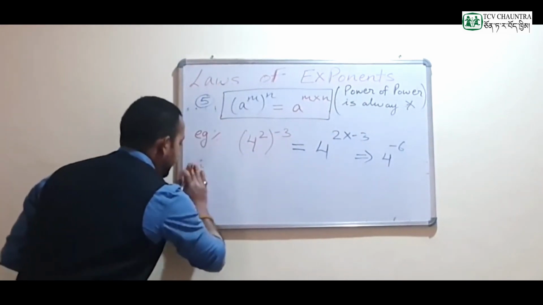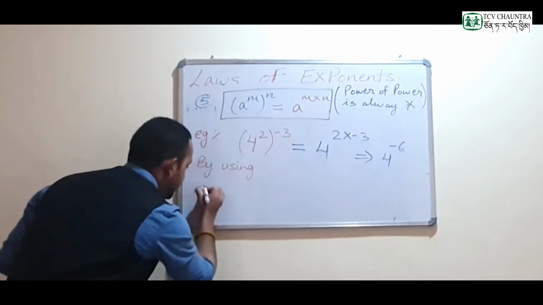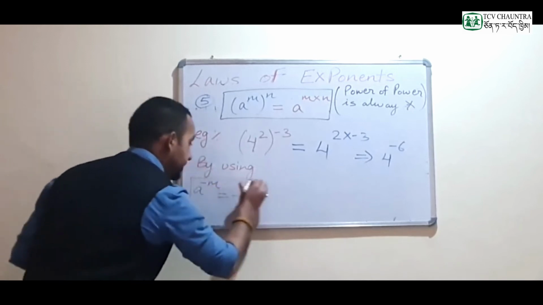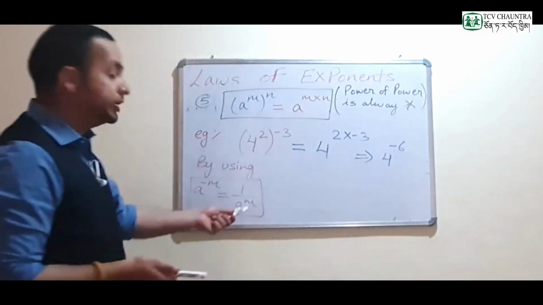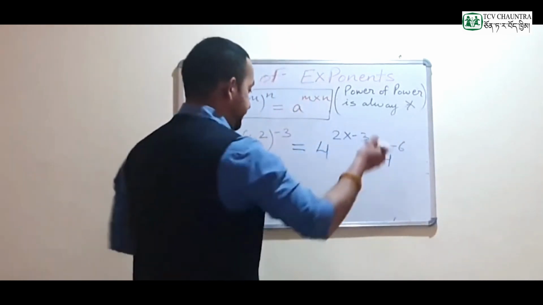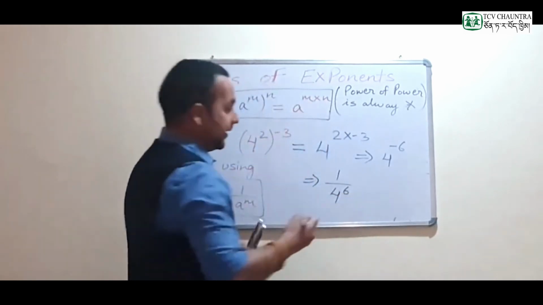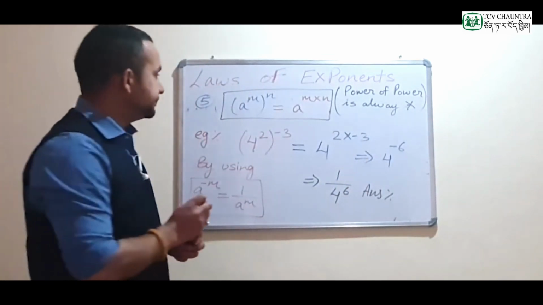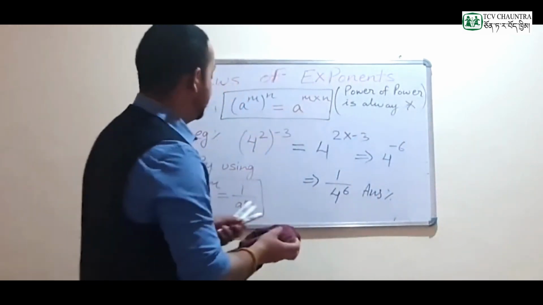Again, using a raised to the power minus m is equal to 1 upon a raised to the power m. Again this is a negative exponent and you are going to convert this negative exponent into positive exponent by taking a reciprocal of this number. So you can write it as 1 upon 4 raised to power 6 and this is your answer. Understood? Till now we have learned the 5th law and now we are left with the last law.